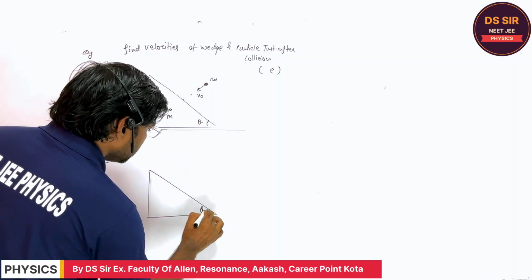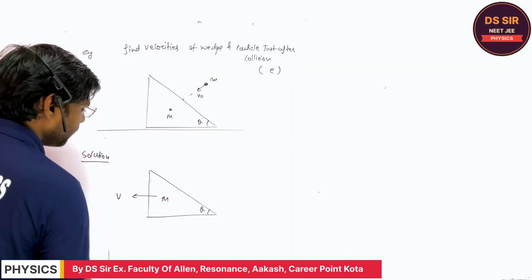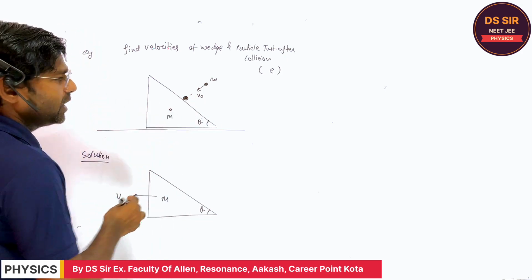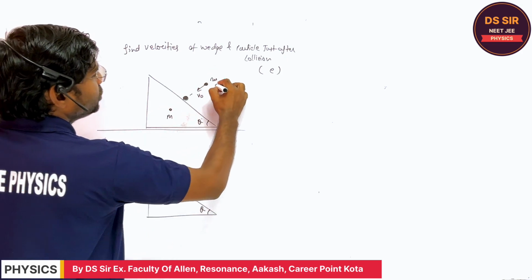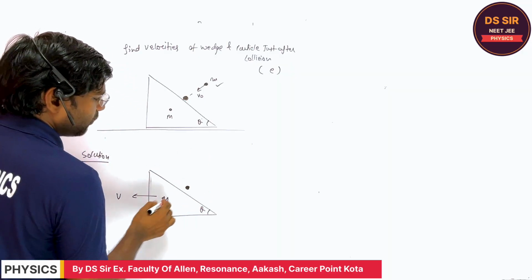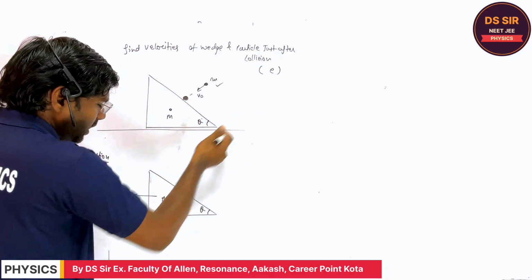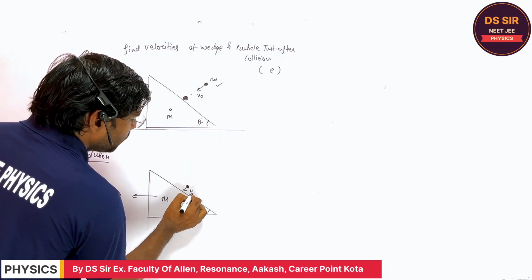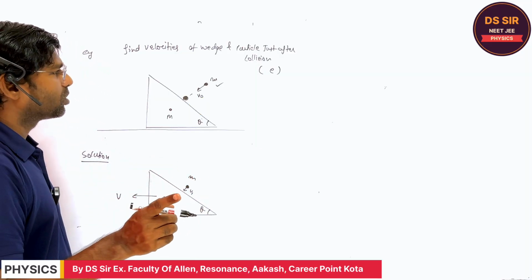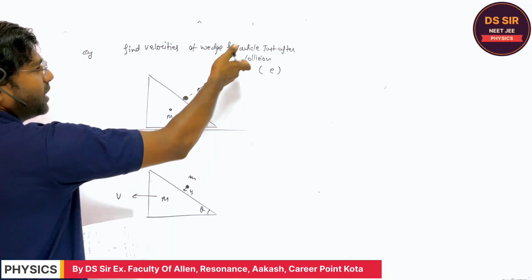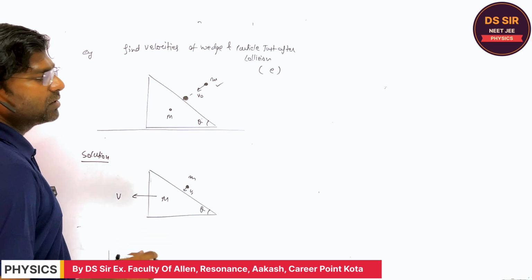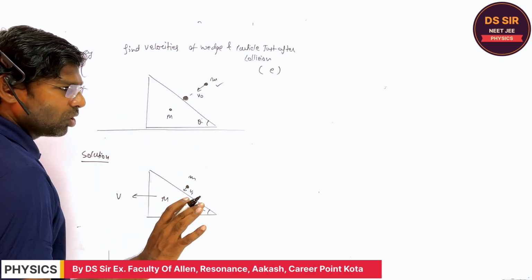Just after the collision, suppose the wedge starts moving with the speed V. When the particle hits the wedge, all the velocities are along the common normal. The initial velocity is v naught, and after the collision it starts moving with the speed vn, in the same direction. Suppose this is the v1 velocity of the mass m. It will continue to move along this direction with the speed v1 in the same direction. Is it clear or not?